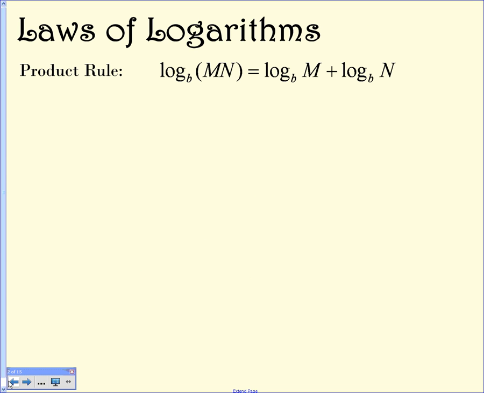All right, so your product rule. If you have m times n, you can break them up with a plus sign in between them. You remember how we combined them a few lessons ago? If they have a plus sign, you combine them. Well, if you have two things being multiplied together, you can make them two separate logs by putting a plus sign in between them. It's called the product rule because you have m times n, you're using the multiplication.